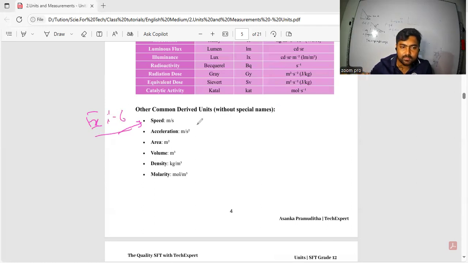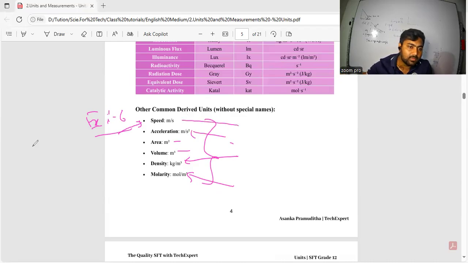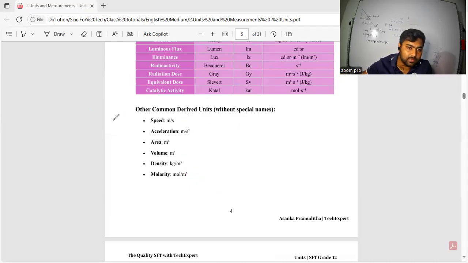As examples. All the units you have met in your O-level syllabus. And actually we have to do some calculation with molarity, density, volume, area, and we have to do with acceleration and speed. And then you can write speed or velocity. Same unit is used for speed and for velocity. Actually, these are two different quantities, but the same unit is used.